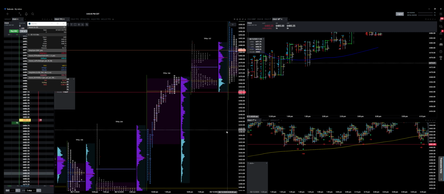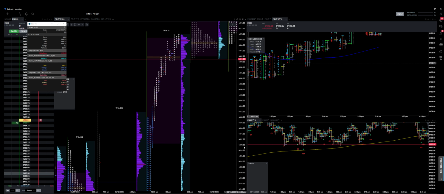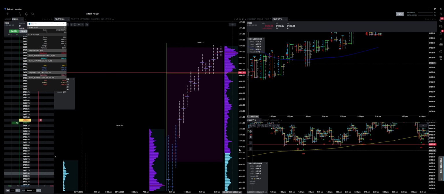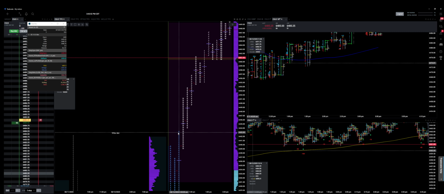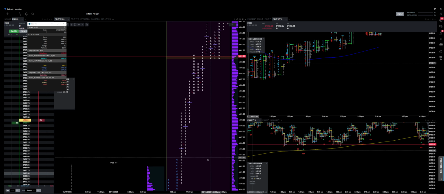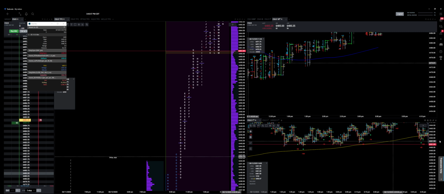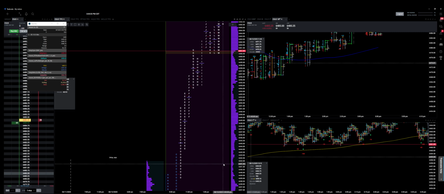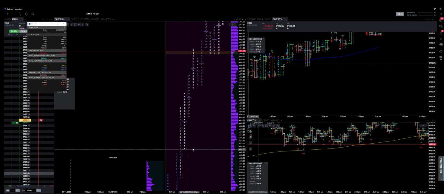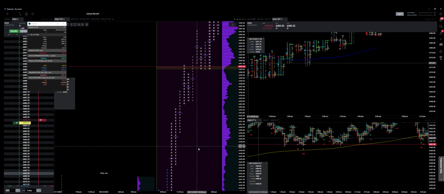Now, if you're not familiar with what a set of single prints looks like, if we zoom right here on yesterday's profile, you can see where there are little bitty gaps. Some people on the smaller time frames, like the 1-minute or 5-minute, say it's a fair value gap. It doesn't matter whether you call it a fair value gap or a set of single prints like we do in the market profile world, specifically whenever you're looking at a 30-minute time frame.